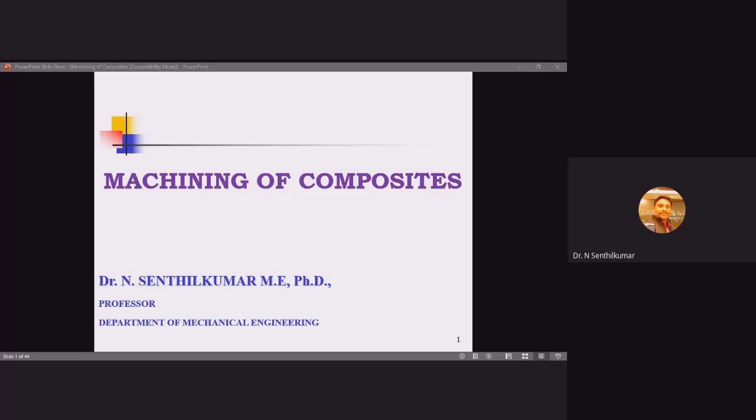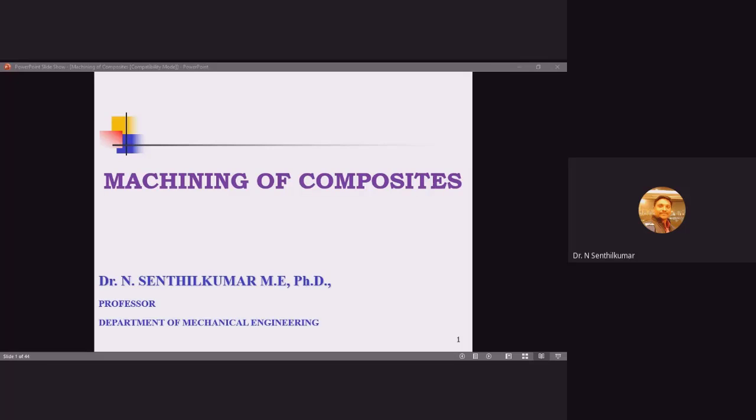But coming back to the machinability studies, these composites behave in a different manner. That's where the complication exists. Why? Because these are all generalized methods which we do as per the ASTM standards to characterize the materials. So we are going to follow the ASTM standards for each and every test.